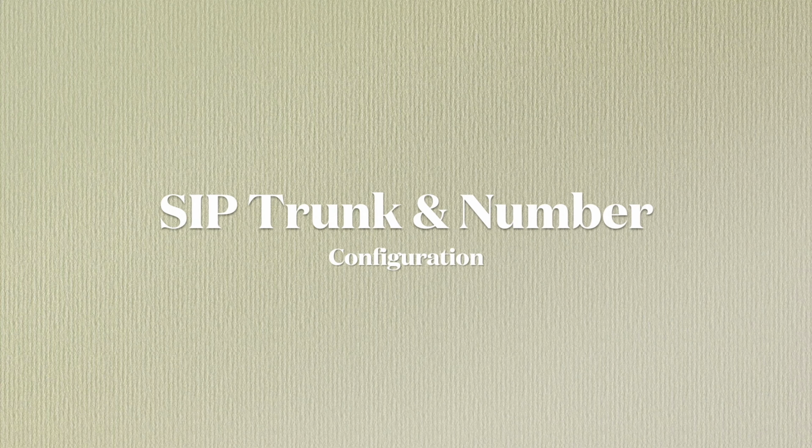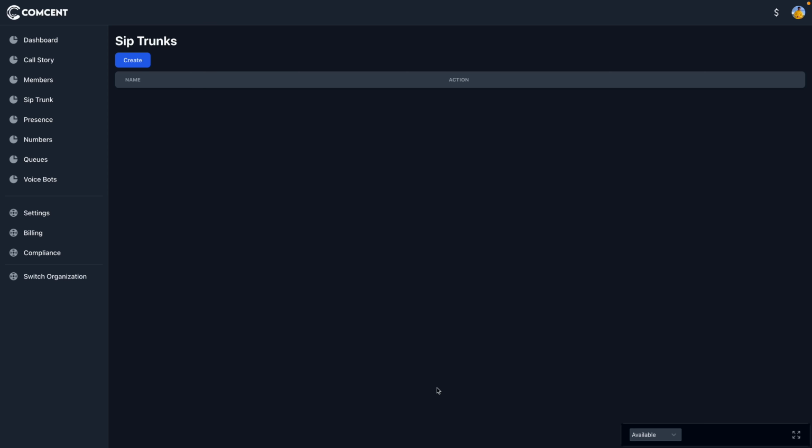Hello, today we are going to look at how to set up SIP trunk and number. For this demo, we will use Twilio as SIP trunk. In Comcent app, let's go to SIP trunk menu, click Create button.